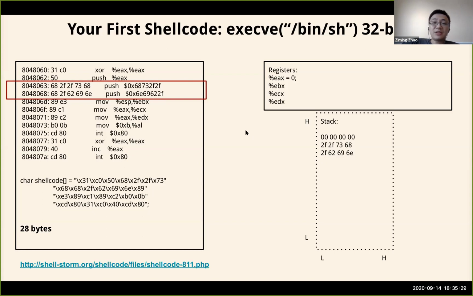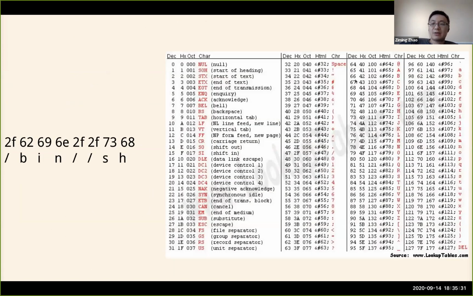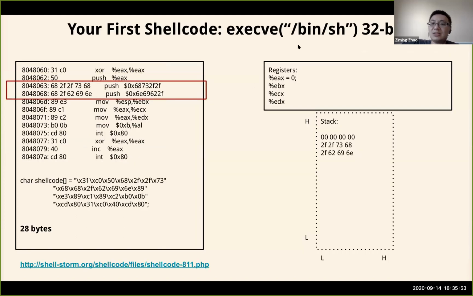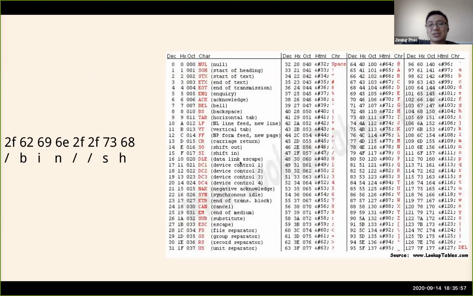So if this is a string, then this is the value I copied here. As we can see, we have 2F, 62, 69, 6E, and so on. If you map this to the ASCII table, you can find out this is actually forward slash bin, forward slash sh. It's not exactly the string we want here. The difference is we have 2 slashes here.